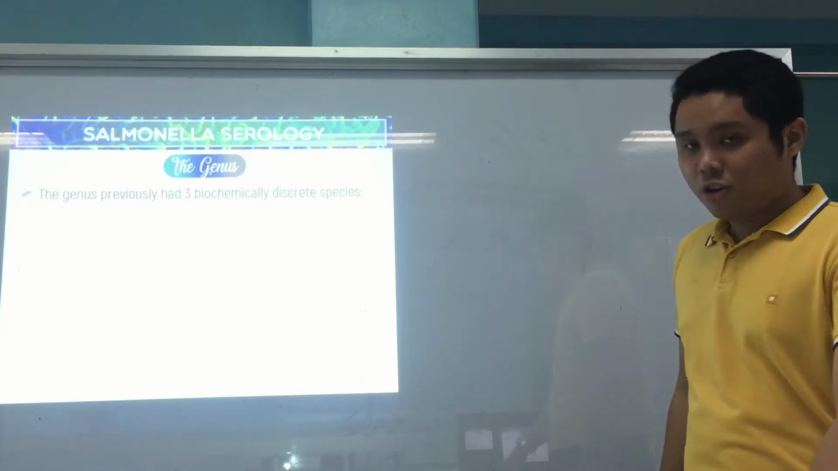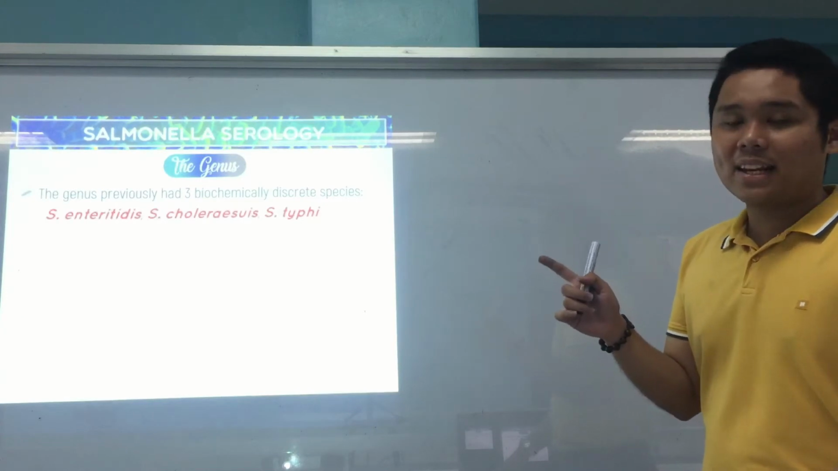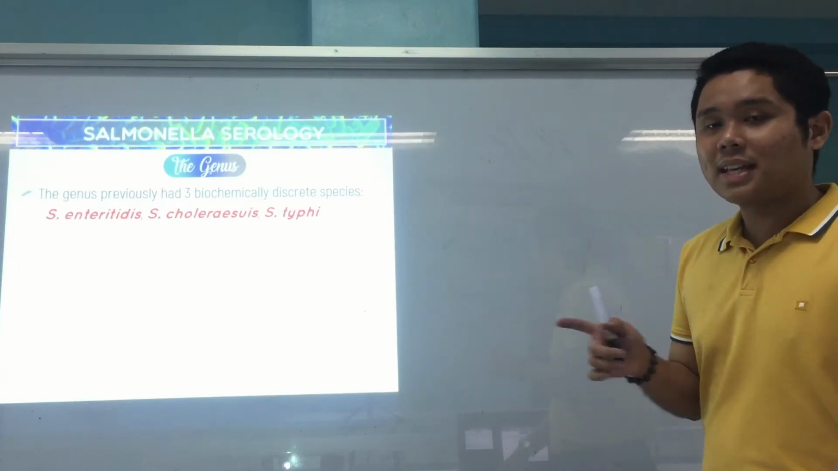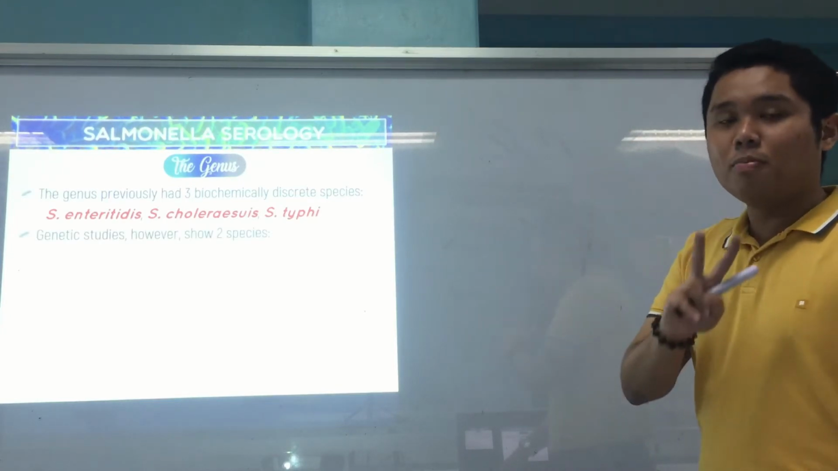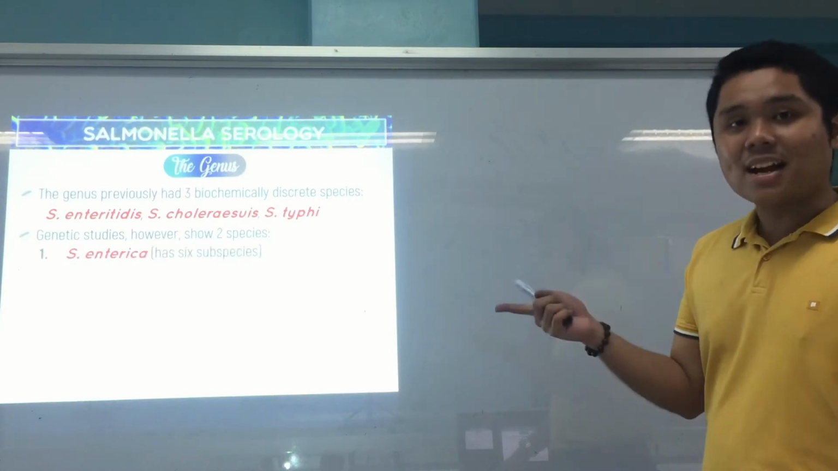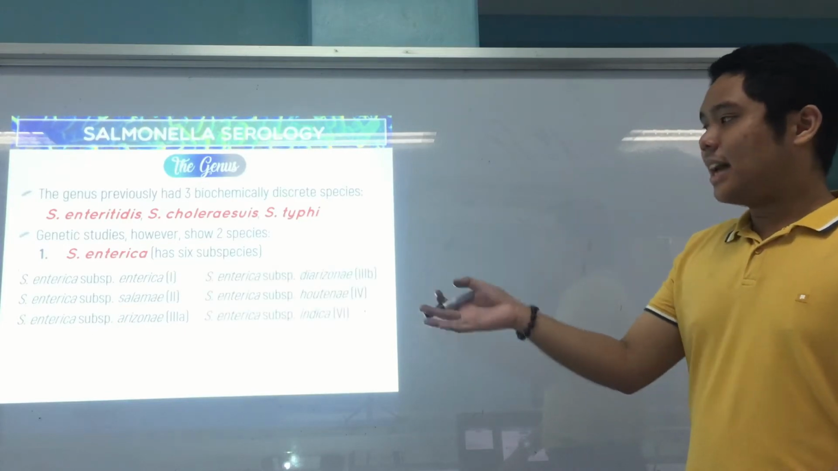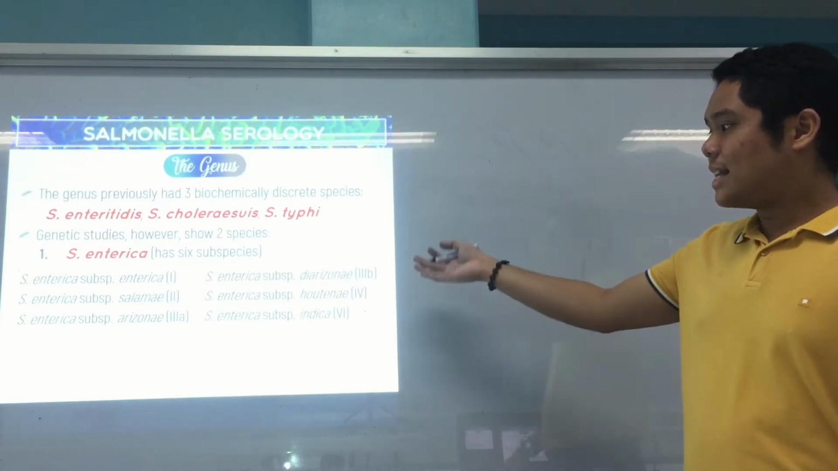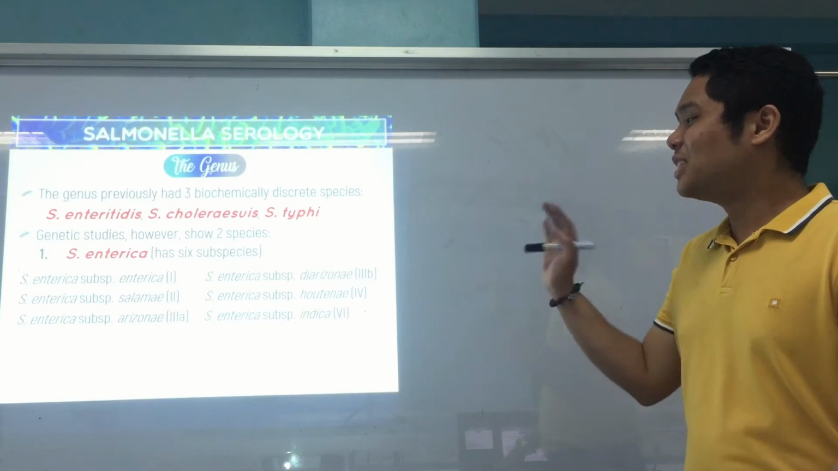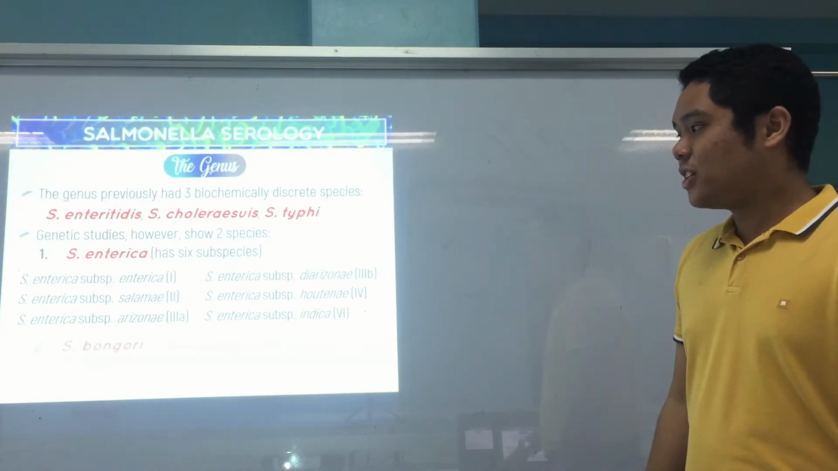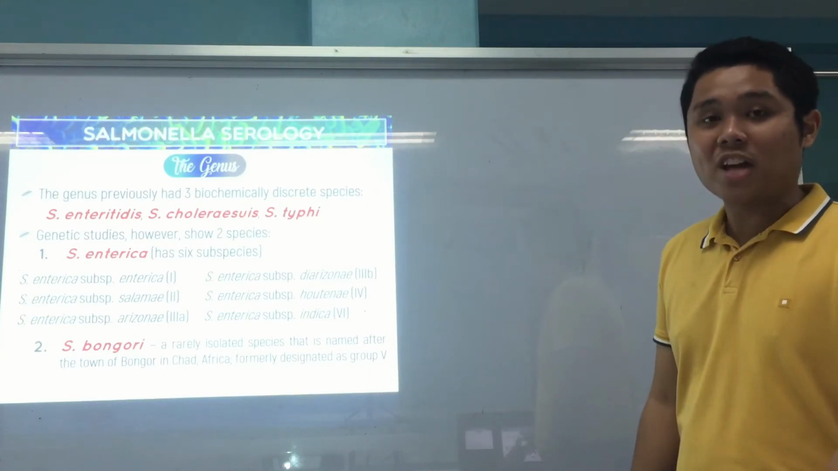Now, the genus had 3 biochemically discrete species before: Salmonella enteritidis, Salmonella cholerasuis, and Salmonella typhi. But this time, through genetic studies, there are only 2 major species: Salmonella enterica, which has 6 subspecies: S. enterica subspecies enterica, salamae, arizonae, diarizonae, houtenae, and indica. And the last species is Salmonella bongori, a rarely isolated species named after the town of Bongor in Chad, Africa.